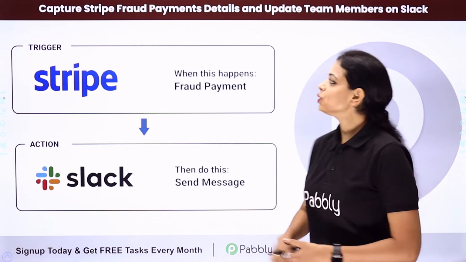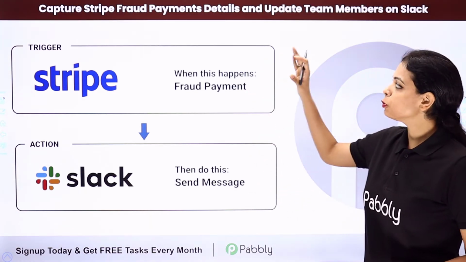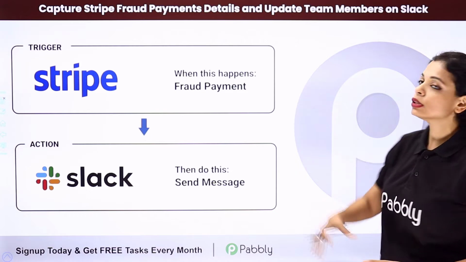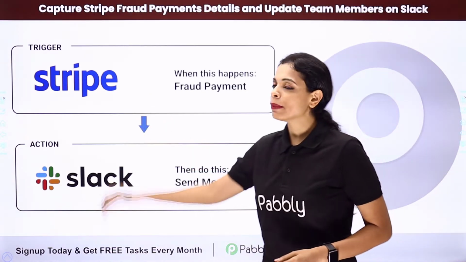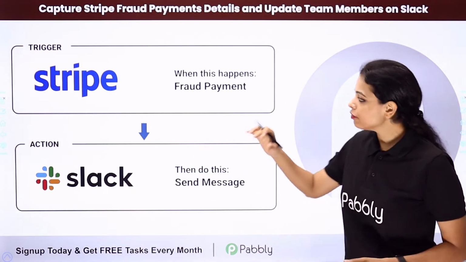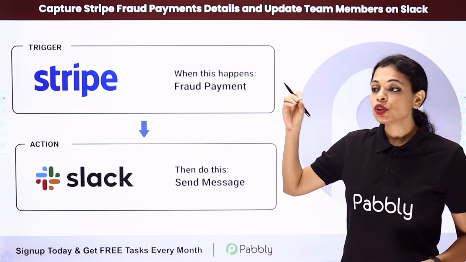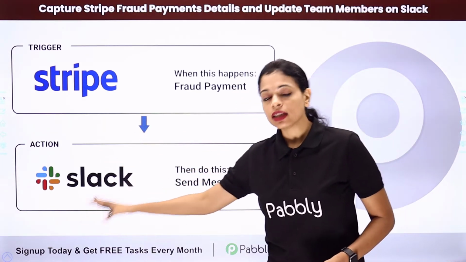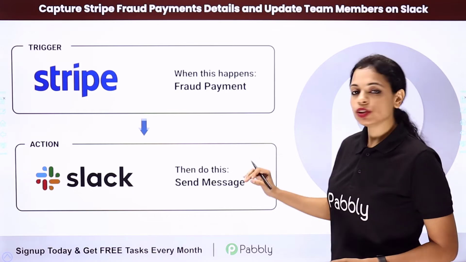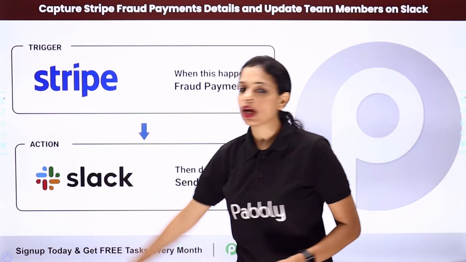In this video, we are going to see how to capture Stripe fraud payments details and update team members on Slack. So let's say you're using Stripe as a payment gateway and you want that every time there's a fraud payment, your team who's there on Slack should be informed. And how would you do that? You will have to integrate these two applications.